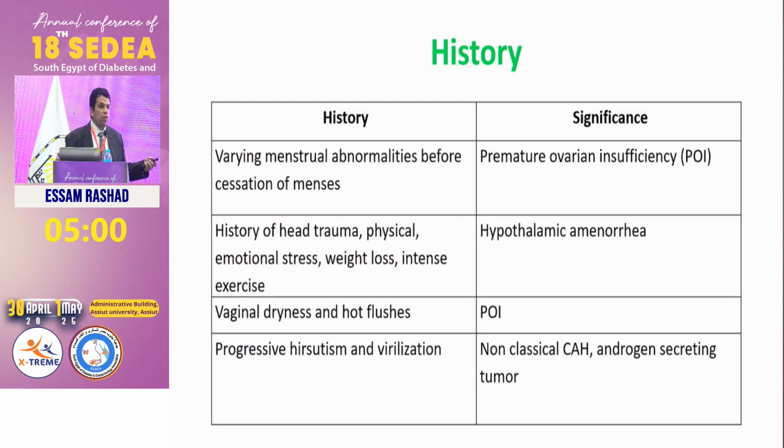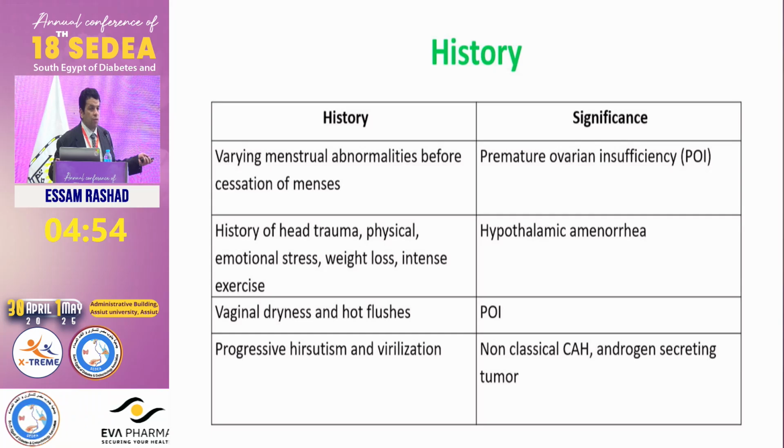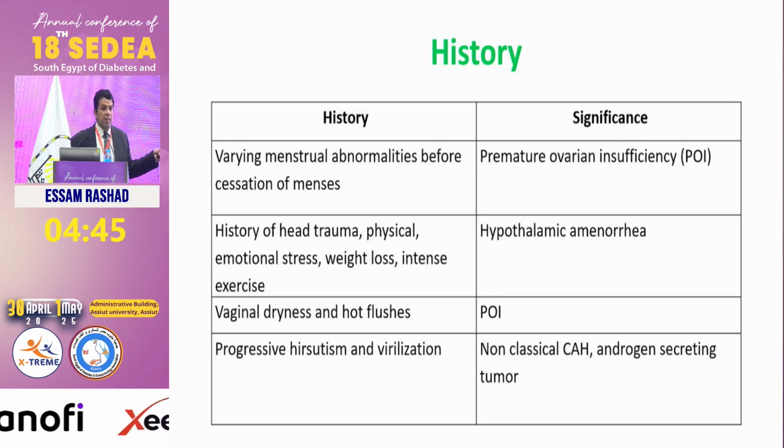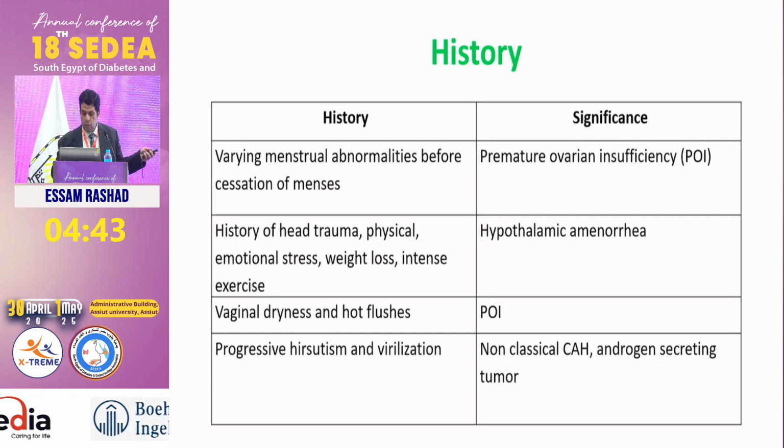Progressive hirsutism or virilization, severe hirsutism, this is not just PCOS. PCOS is often a cause of mild hyperandrogenemia, but if you have severe hyperandrogenemia, think of a tumor, an androgen-producing tumor. So again, these are just history points that can attract our attention to the cause.